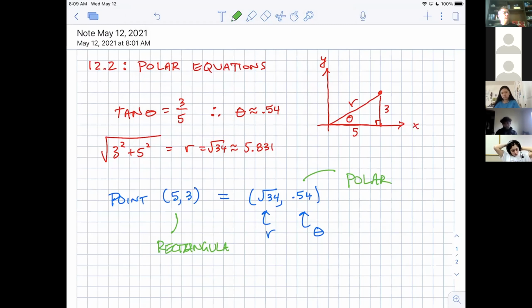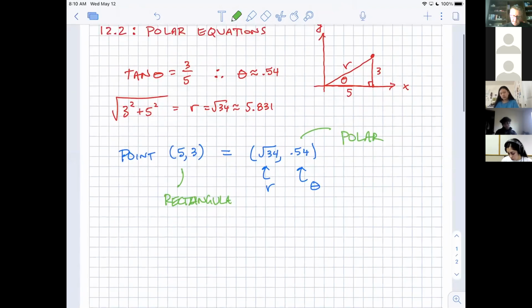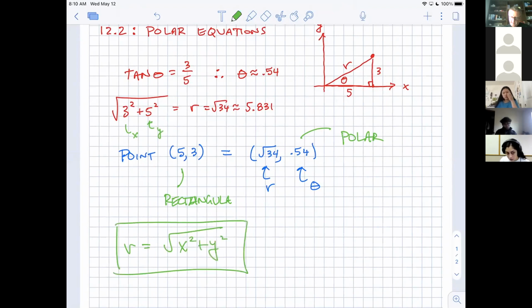And so, well, who cares? Like, what good is that? Well, it turns out certain graphs are immensely simplified. Let's just make a note of something, though. Given that this was our x and this was our y, did you notice to get r then, we basically said r can be found by taking the square root of x squared plus y squared? Like that would be a formula that you would see in this section that I hope you don't need.